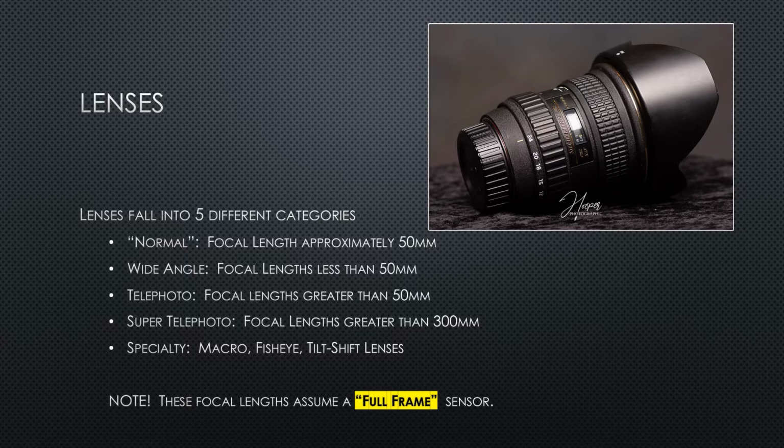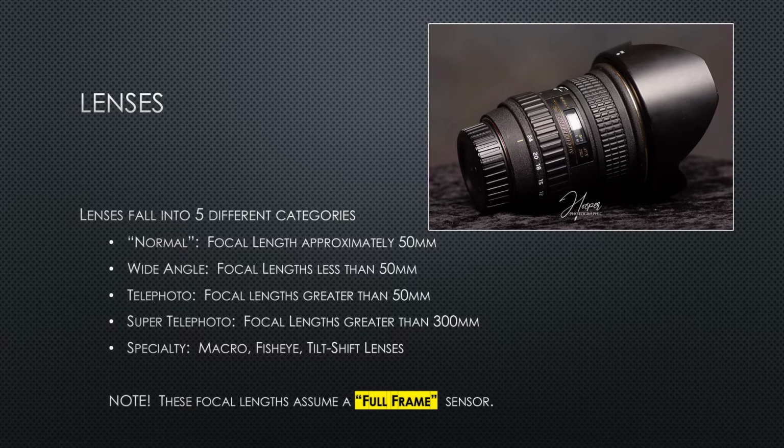Lenses fall into 5 basic categories. We typically think of the normal lens as being something that is roughly equivalent to what the human eye sees, which is about 50 millimeters. Anything that would be wider than 50 millimeters, or smaller in focal length, would be considered a wide-angle lens, and it will give you a field of view that is wide.